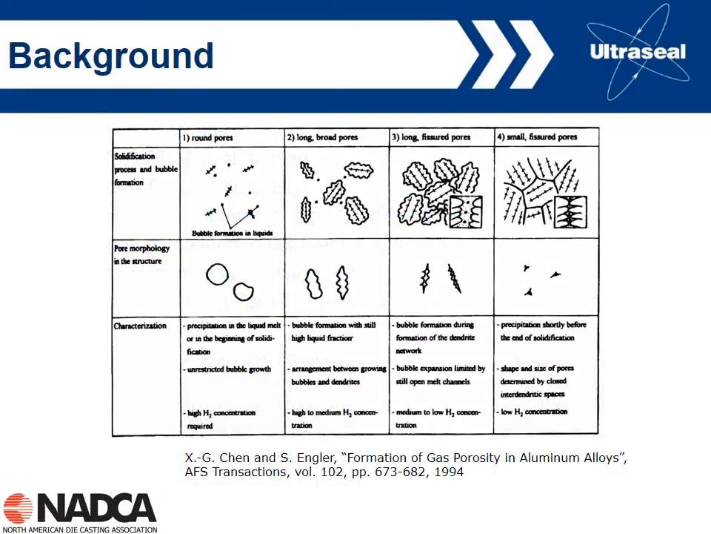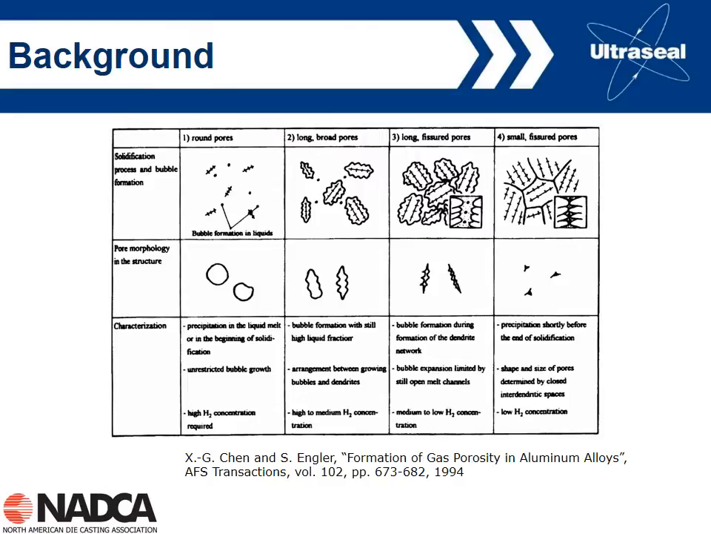So we can reinforce this idea a little bit in terms of the fact that the shape of the pore depends upon when in the solidification process a pore is forming. This is from a paper by Chen and Engler from 1994, from the American Foundry Society Transactions. It's talking about the shape of porosity that forms from hydrogen precipitating out in aluminum alloys, at different stages in the solidification process. Here we're early on where there's just a few grains. Here the grains have grown. Now we're late in the solidification process, and here we're right at the end of the solidification process.